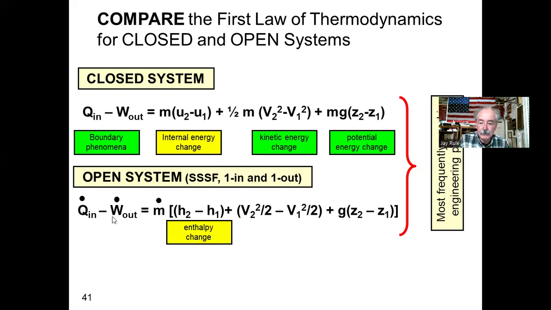Left-hand side, boundary phenomena. It's not Q in and W out. It's Q dot in, W dot out. Rates of energy transfer equals one m dot, one in, one out. m dot in equals m dot out. So I've collected my terms, and I've got a bracket of terms: an enthalpy change term, not internal energy, enthalpy change term, kinetic energy change term, and potential energy change term.